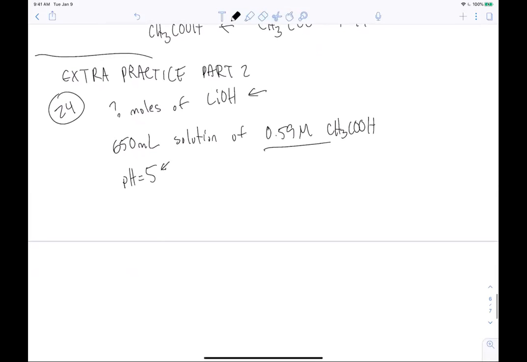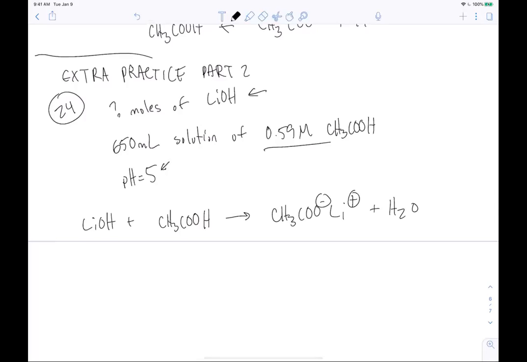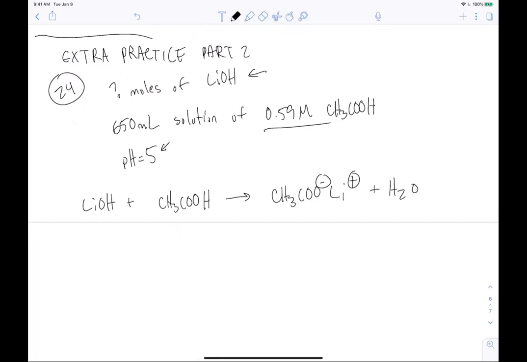This is asking if you have a standardized amount of lithium hydroxide, how much you're going to add. Let me write it out in chemical form. So in this reaction, this is essentially the reaction you're looking at.